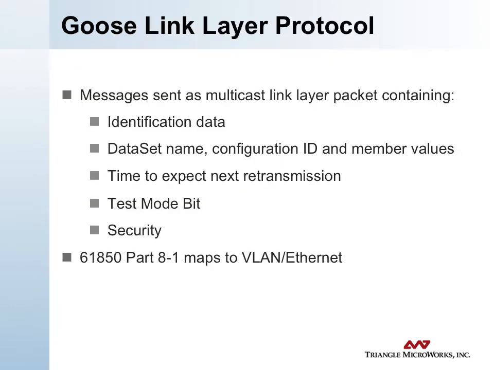The messages that are defined in the Goose link layer protocol are multicast link layer packets. That means in our case it's VLAN packets on the Ethernet. Each packet contains identification data, basically the name of the Goose control block, the data set, and some other identification of the source of the data, or the publisher. They all contain a data set name, configuration ID, and the values of the members of the data set.